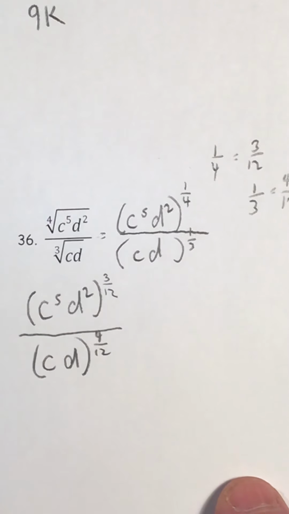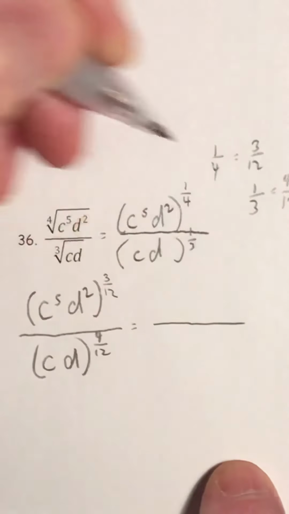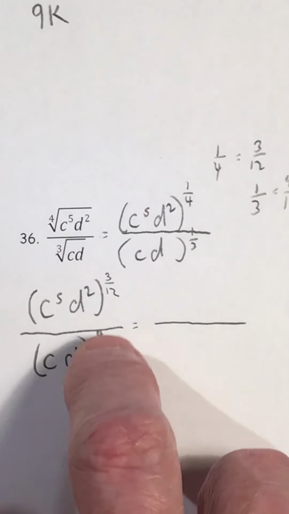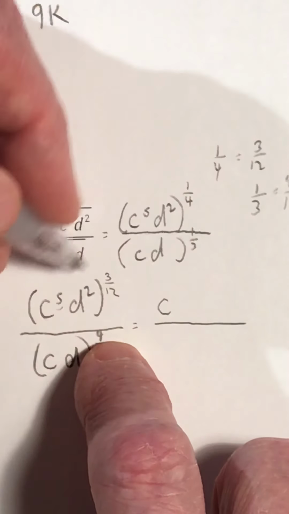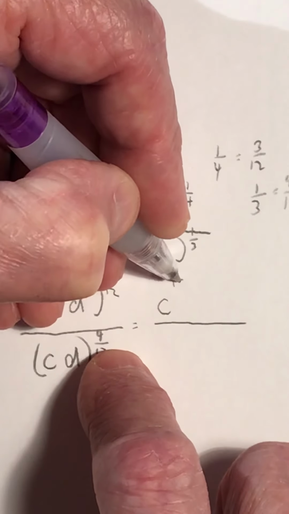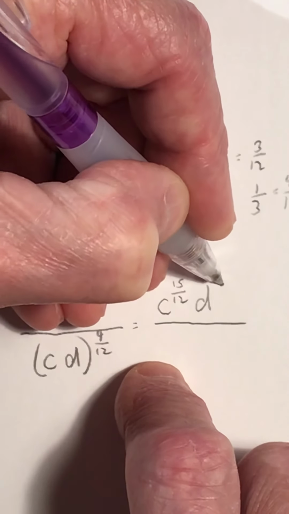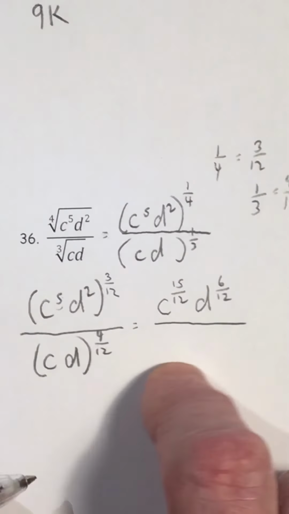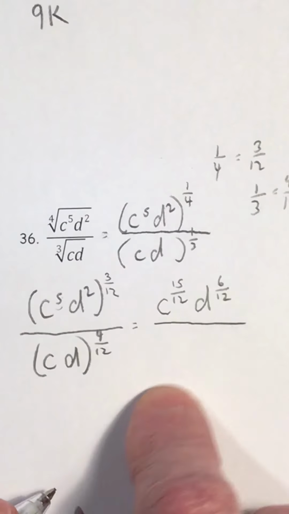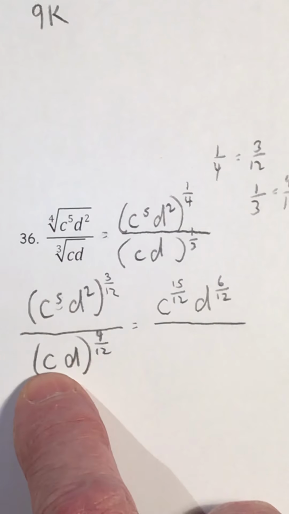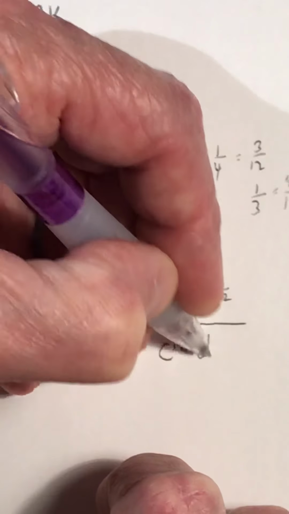Okay. Maybe you want to pause here and take some deep breaths. Now, power of a power, we can multiply the powers. You get C to the 15/12, D to the 6/12. And I realize these fractions reduce, but you don't want to reduce them just yet. Trust me, you don't want to reduce them. Not yet. C to the 4/12, D to the 4/12.